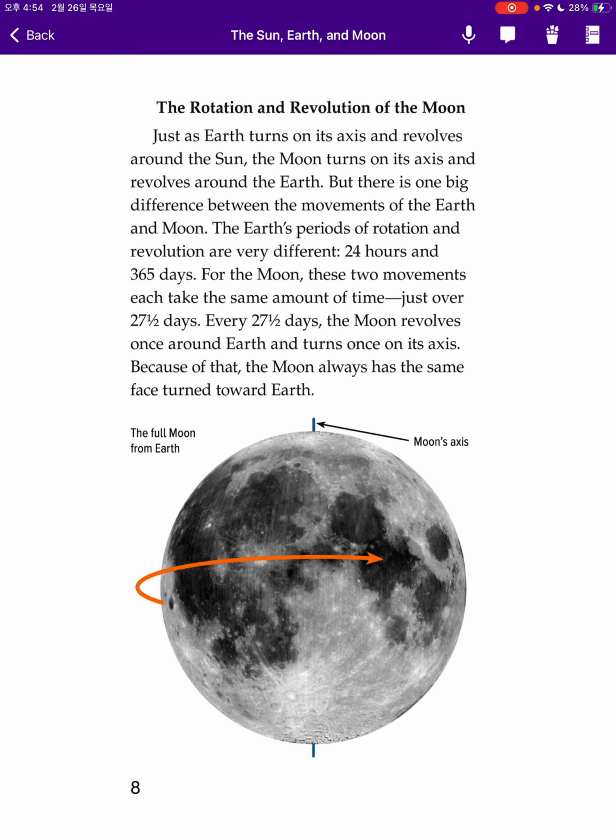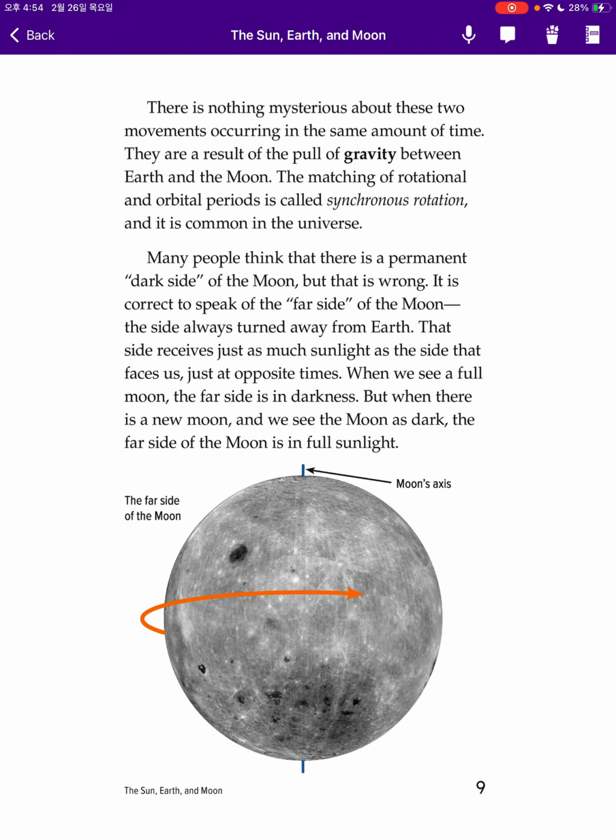The Earth's periods of rotation and revolution are very different, 24 hours and 365 days. For the Moon, these two movements each take the same amount of time, just over 27 and a third days. Every 27 and a third days, the Moon revolves once around Earth and turns once on its axis. Because of that, the Moon always has the same face turned towards Earth.